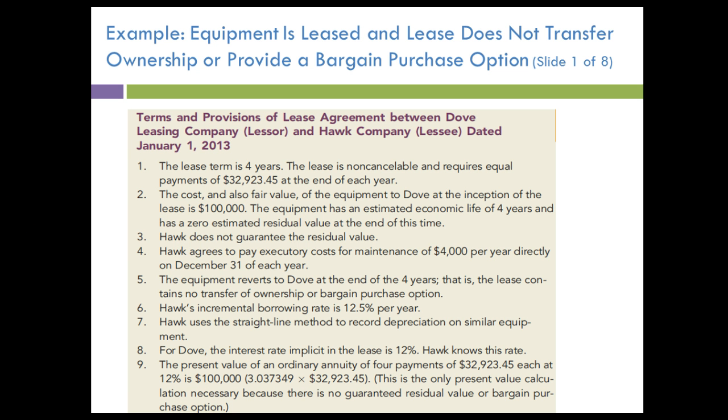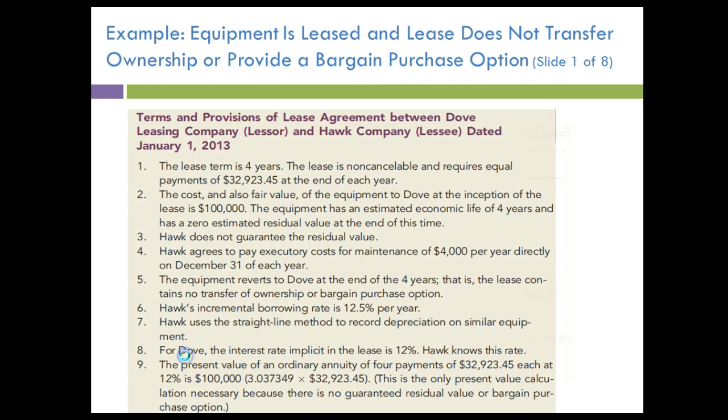So as we move along with this example, the agreement is to pay executory costs for maintenance of $4,000 per year directly on December 31st of each year. And the incremental borrowing rate is 12.5%. Hawk is going to use the straight line method to record depreciation. The interest rate implicit in the lease is 12%, and Hawk knows this rate. The present value of an ordinary annuity of 4 payments of $32,923.45 at 12% is $100,000.